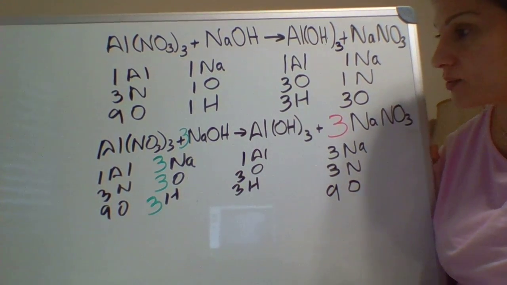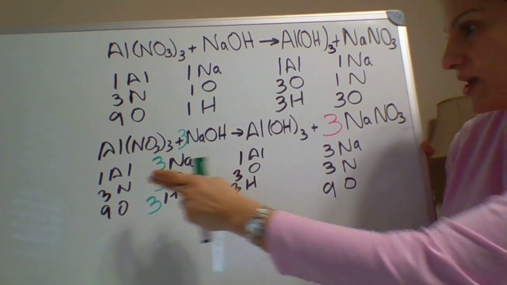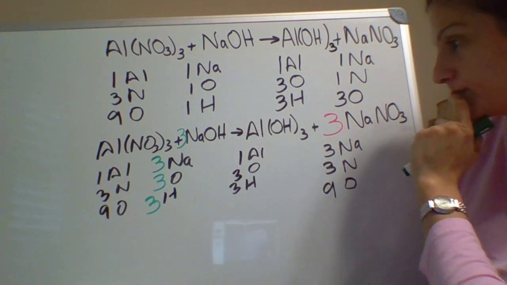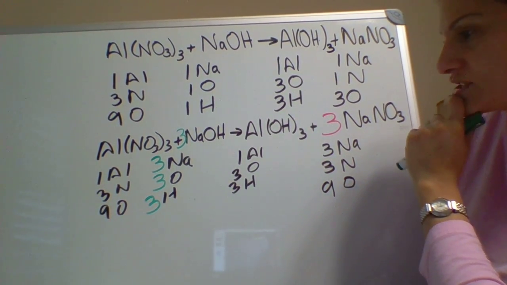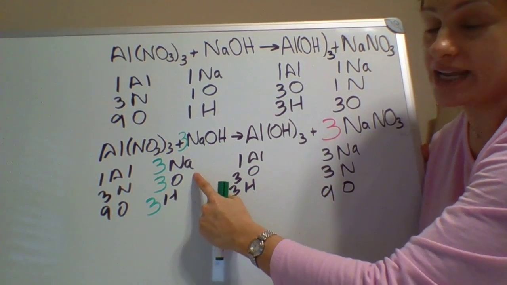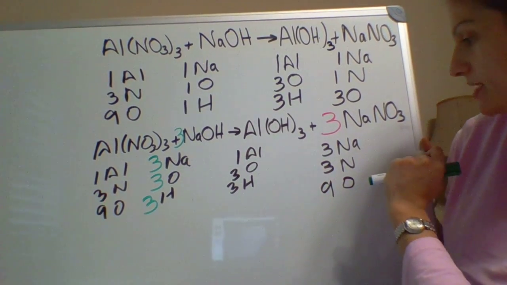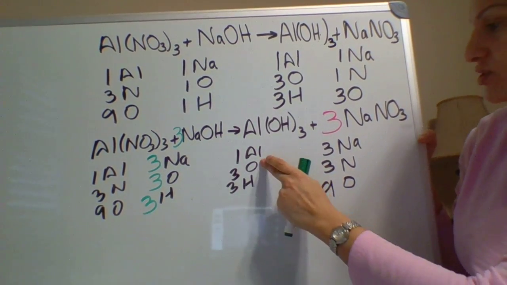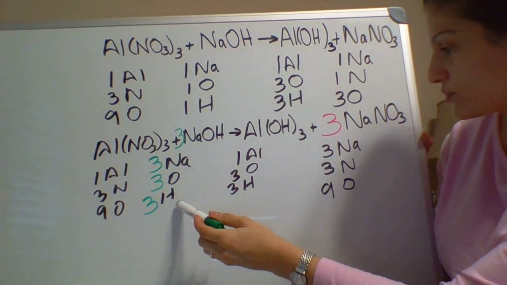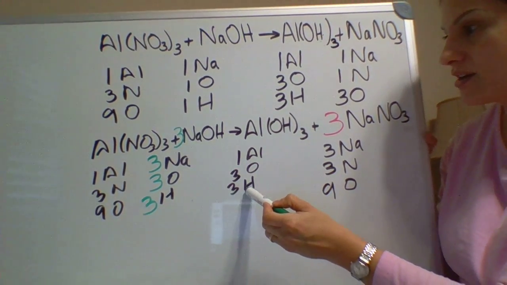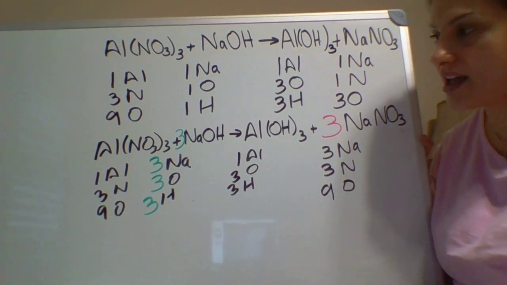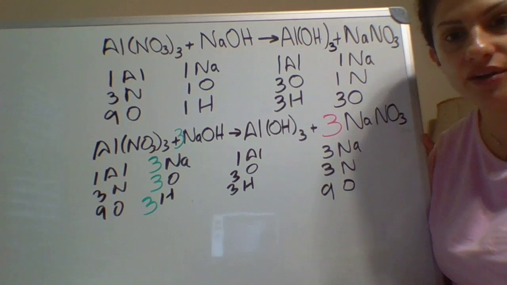Let's look at the numbers again. We're okay for aluminum. Nitrogen, we have 3, 3. We're good. Sodium, we have 3, 3. We are good. Let us now look at our oxygen. Remember, we see oxygen twice here. So we have 9 plus 3. That's 12. How many do we have here? 9 plus 3, 12. Awesome. Our oxygens are balanced. Let's look at our hydrogen. We have 3 hydrogen here. We have 3 hydrogen here. Look at that. We didn't even have to balance the oxygen and the hydrogen. It balanced itself when we worked with all the other elements.